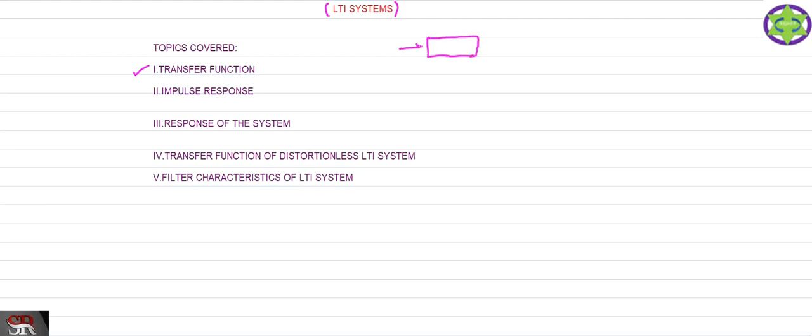This is the representation of the LTI system. For the LTI system, this is the input, x of t, a continuous time input. Here this is a continuous time LTI system, because we are giving the continuous time input signal and we will get the continuous time output signal y of t. So we are defining this system in the continuous time domain. Therefore the LTI system we consider here is the continuous time LTI system.